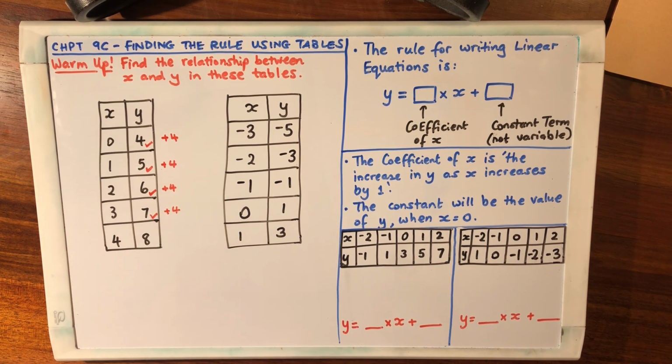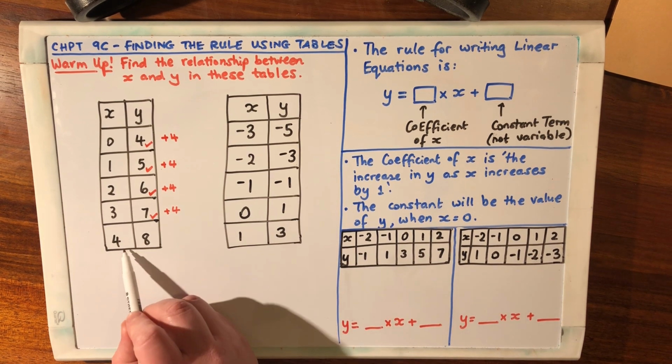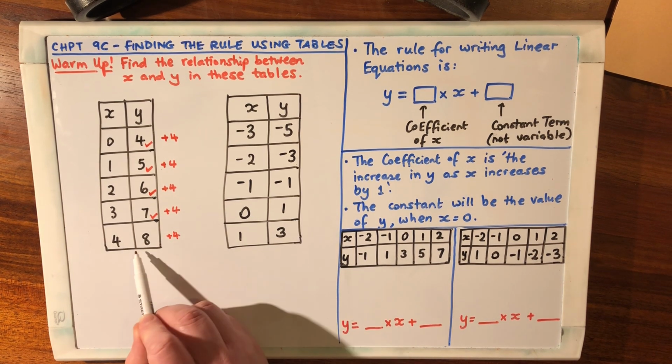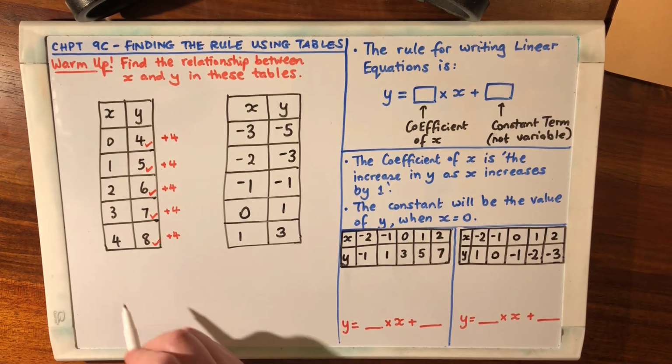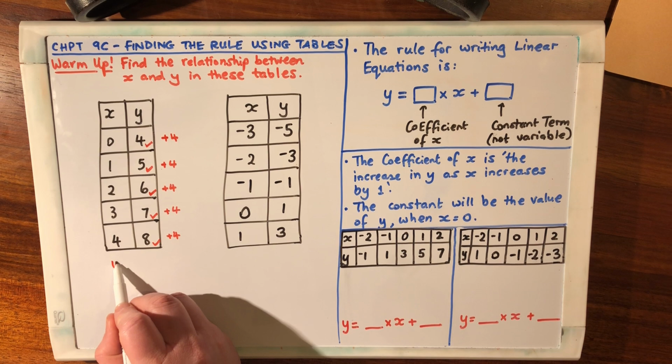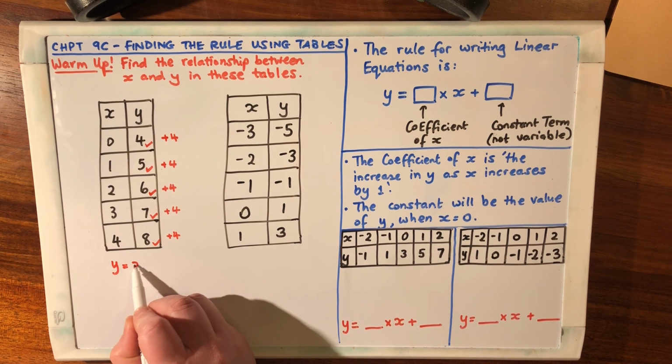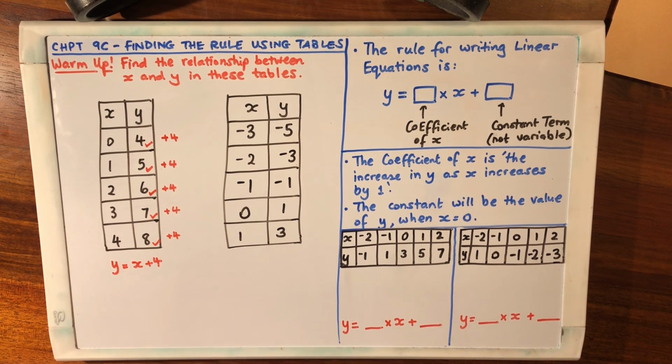So it seems like we've got a rule that works for all pairs of coordinates here. The last one is 4 plus 4, and that equals 8. So the rule must be: whenever we have Y, we take X and add 4 to it. That's the value of Y. What about this table here? Did anyone have a go at this one?